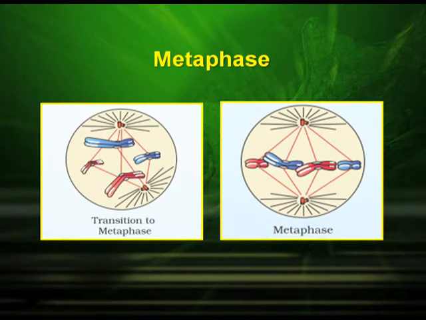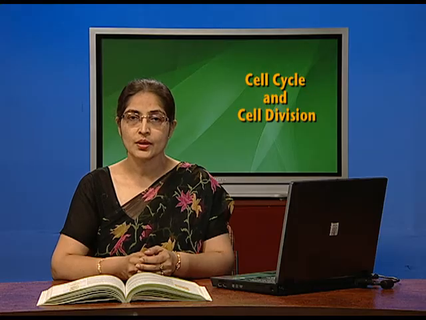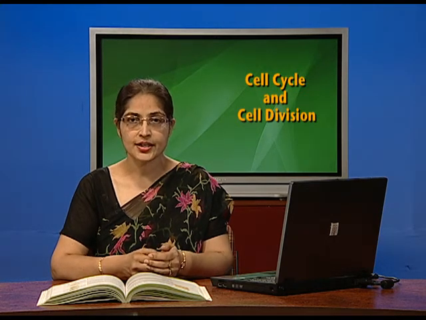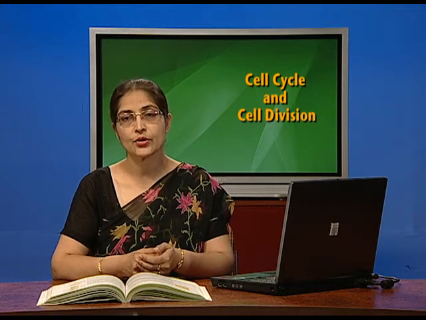Notice that in the transition phase, the centromeres have not yet reached the opposite poles completely. Also, the chromosomes are in a transient state and they are moving towards the equatorial plate.